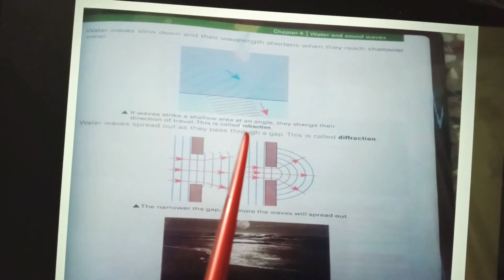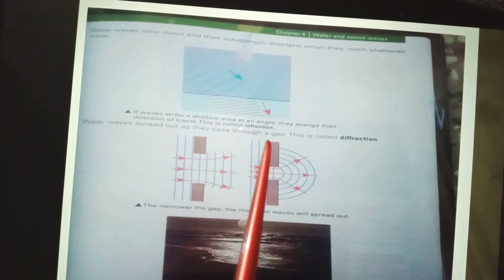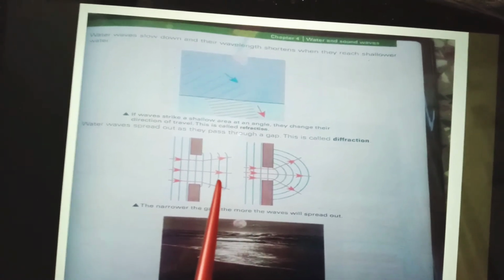This is refraction. If waves strike a shallow area at an angle, they change their direction, as you can watch in this picture. So this is refraction. But here the water waves are spreading when they are passing through a gap. So this is diffraction.